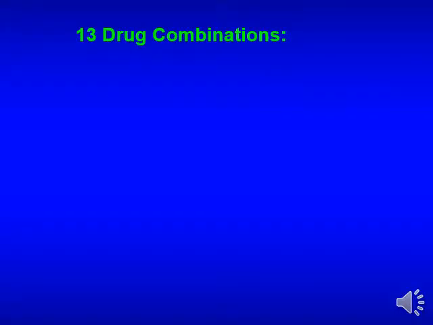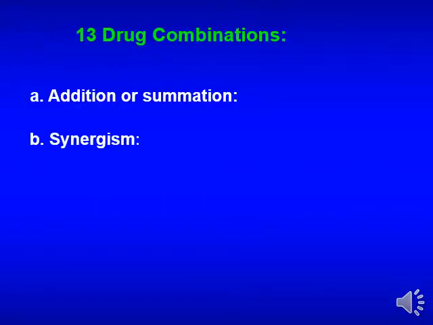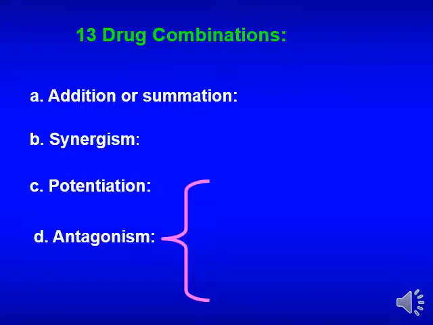Drug combination. Addition or summation. So we have two active drugs, and when used together, the net effect equals their sum. Synergism. Both drugs are active, but the net effect is more than their sum. Potentiation. Drug has no action by itself, but it increases the effect of the other drug. Antagonism. Drugs with opposite action.